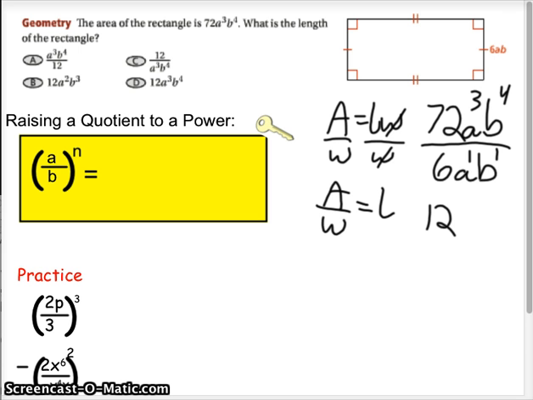A to the 3 divided by A to the 1, 3 minus 1 gives me 2. B to the 4 divided by B to the 1, 4 minus 1 leaves me 3. You'll notice there's no negative exponents here, so we are completely done with this example. That is the answer. And looking at the possible choices, that is going to be B as our answer.